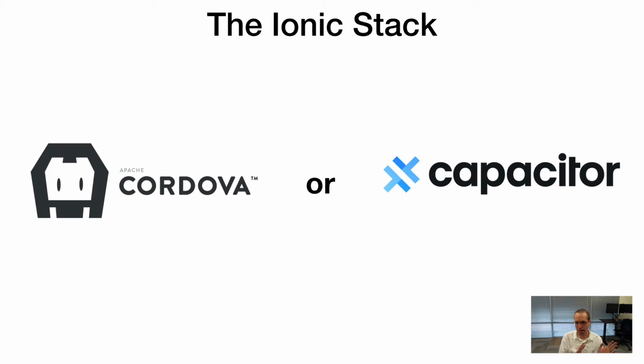Capacitor, on the other hand, was created by Ionic. It just came out last year. And Ionic wants to own more of the native layer as part of their stack. And so they're creating this, and the philosophy is a little bit different behind it. Besides it being more modern, the native projects are source control artifacts. There isn't the black box abstraction layer to try to configure the native projects.